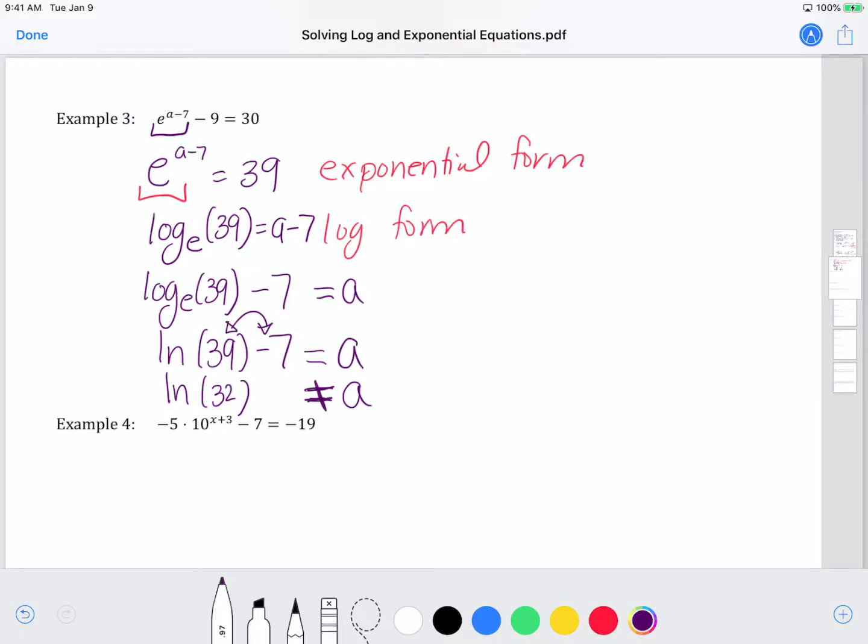These you cannot subtract. This is its own number, natural log of 39, and then you take natural log of 39 and subtract 7. That 7 is separate from the log. So make sure you're careful and don't combine things that shouldn't be combined. So I'm going to label, don't make this mistake.